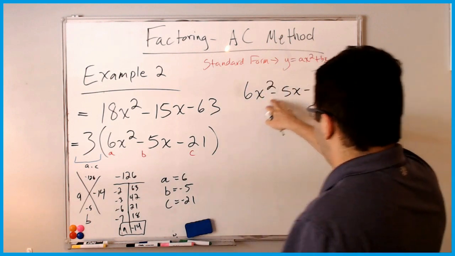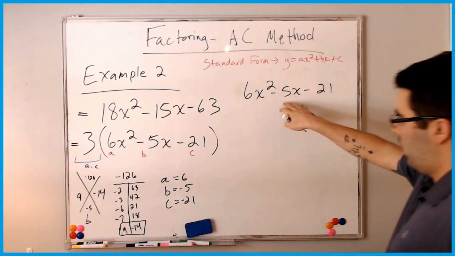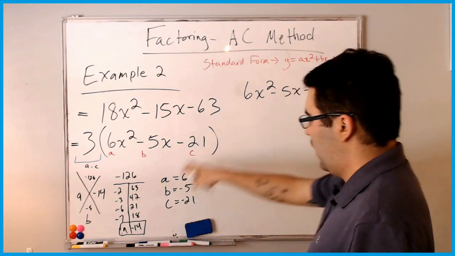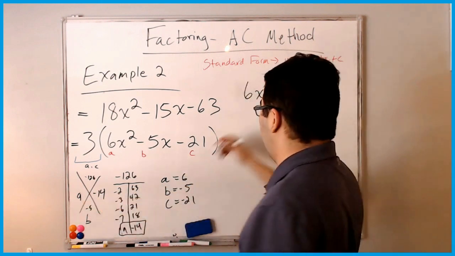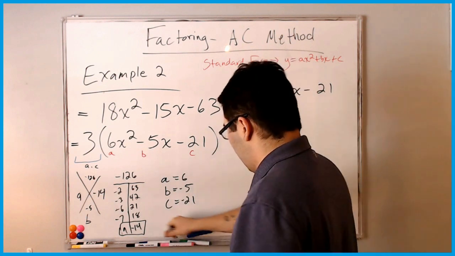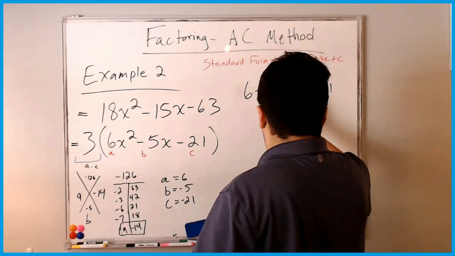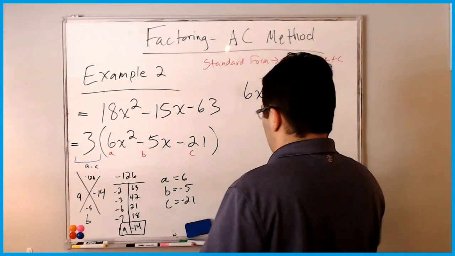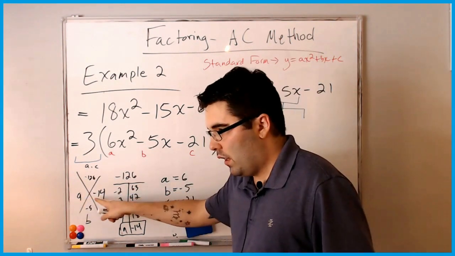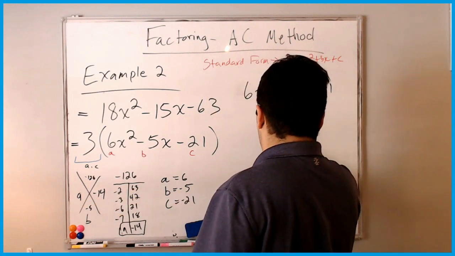So 6x squared minus 5x minus 21. I want to know how to split this middle term, and it's these numbers that tell me how to do that. So this 5x, this minus 5x, is going to become 2 different terms, specifically a 9x and a -14x.